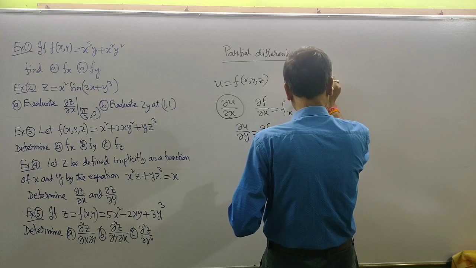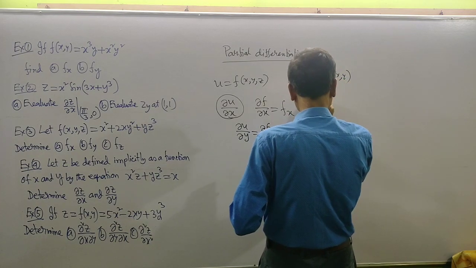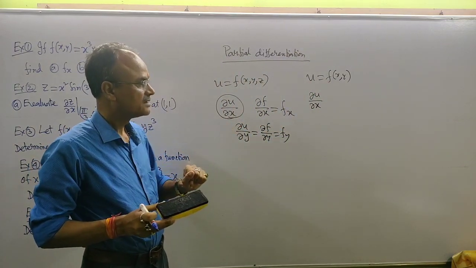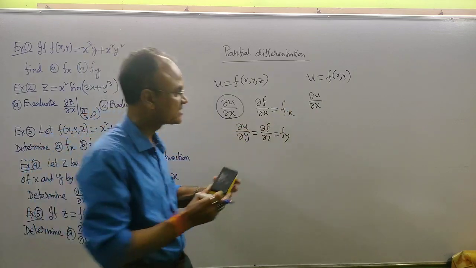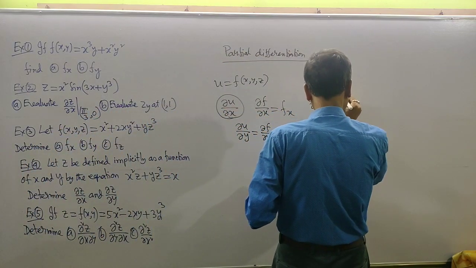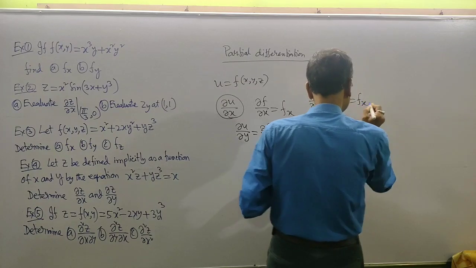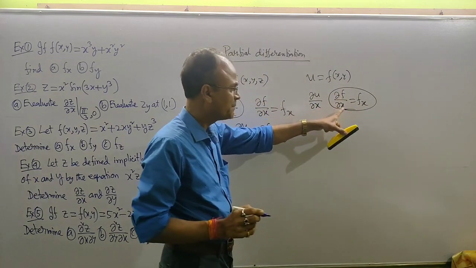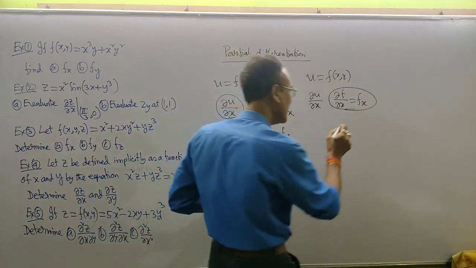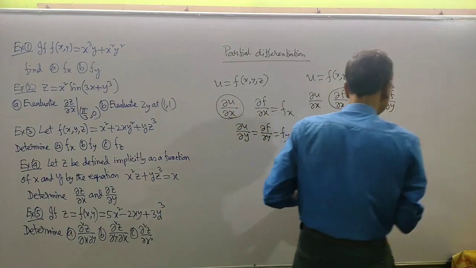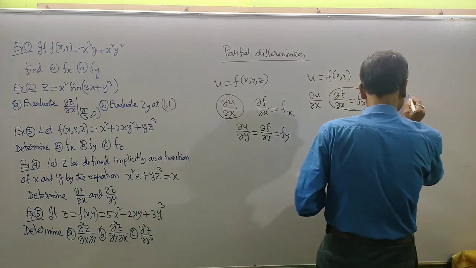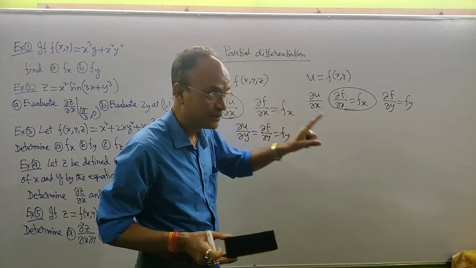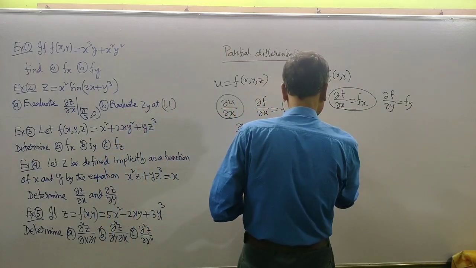Suppose u is a function of x and y. Del u by del x, differentiate with respect to x, or you may write it as del f by del x. It is denoted by fx sometimes. Now, del f by del x is also a function of x and y. Similarly, del f by del y, denoted by fy, is also a function of x and y. If you differentiate this, then you will get the second derivatives of this.